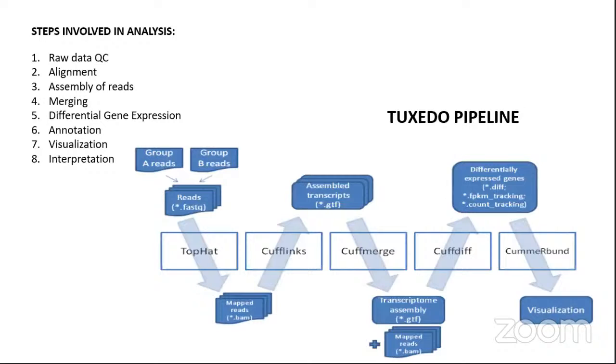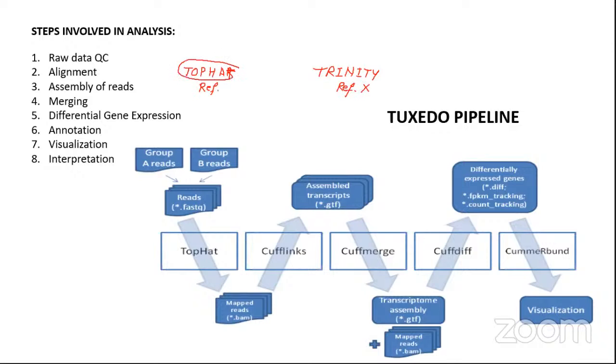So now, what are the different steps involved grossly in the analysis? As I mentioned before, there are two pipelines. One is using TopHat, that is reference based, and one is the Trinity pipeline, which is used when the reference is absent.